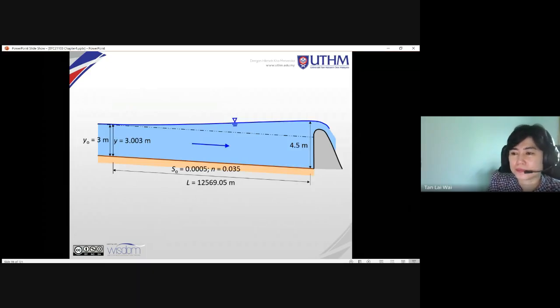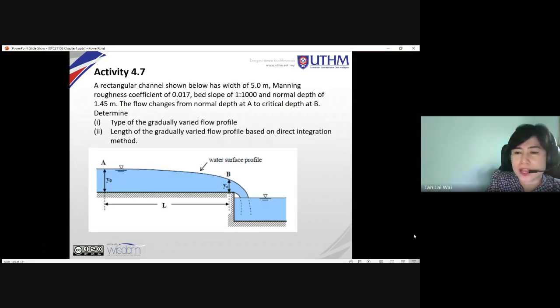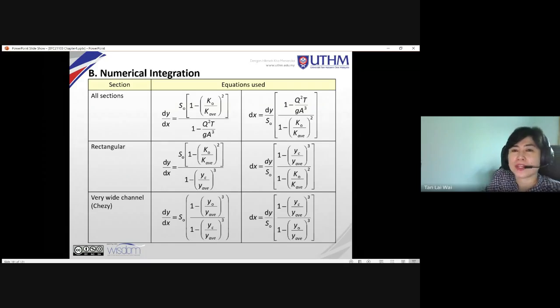Now you try this out, right? Now I believe some of these questions might be repeated using the other two methods. This is direct integration. You have the next one. You are going to have numerical integration, and then you are going to have the direct step method. So the next method that we are going to look at today would be the numerical integration, which is this one here.